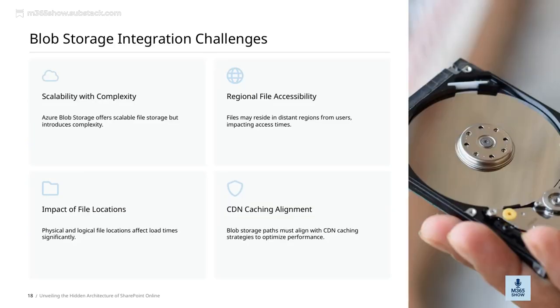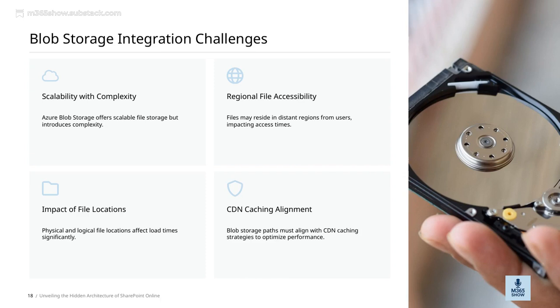Let's take a closer look at some of the hidden architecture challenges when integrating Blob storage with SharePoint Online. One key point is that Blob storage paths need to be carefully aligned with CDN caching strategies. This alignment is crucial because it helps optimize performance by ensuring content is delivered quickly and efficiently. If the paths aren't properly aligned, we might face delays or inconsistent loading times.